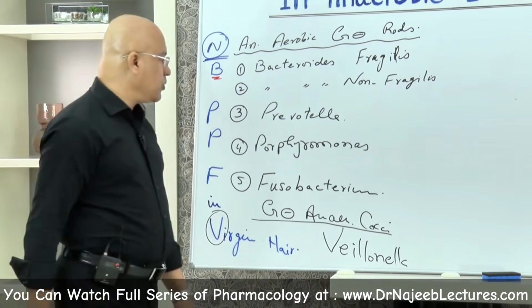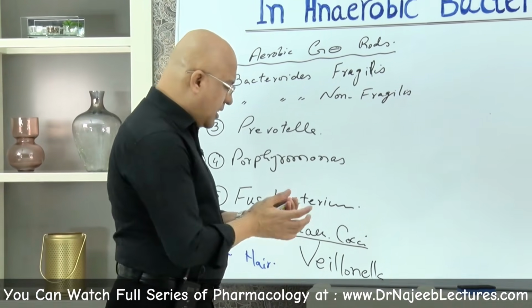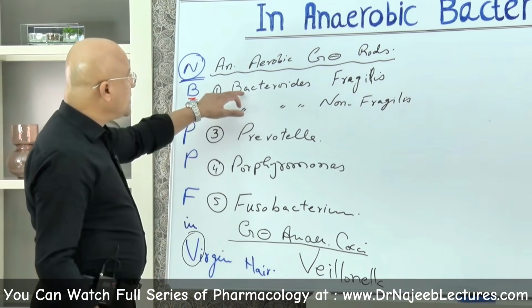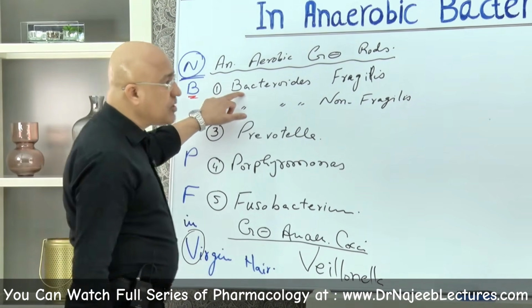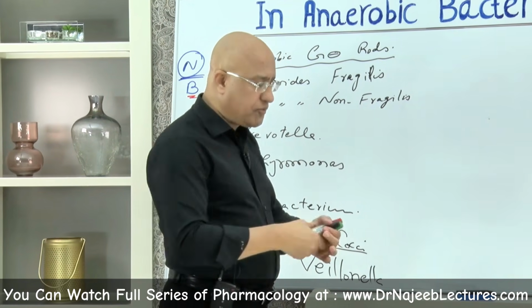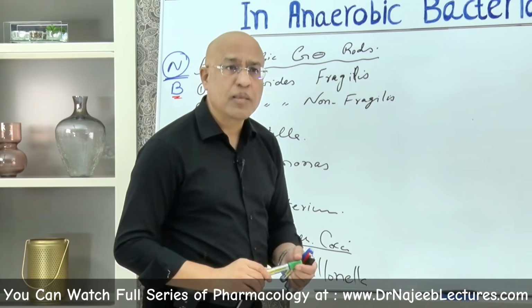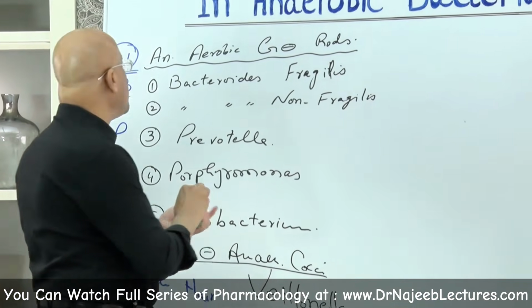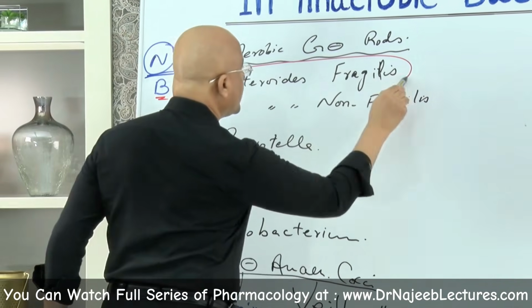Now here I want to tell you one thing: Bacteroides fragilis is one of the most important anaerobic organisms. If you forget all other anaerobic bacteria, at least remember Bacteroides fragilis.